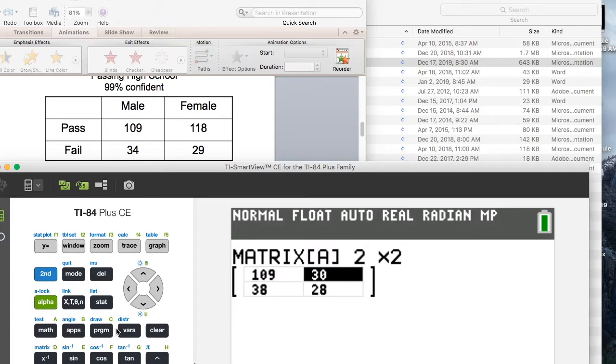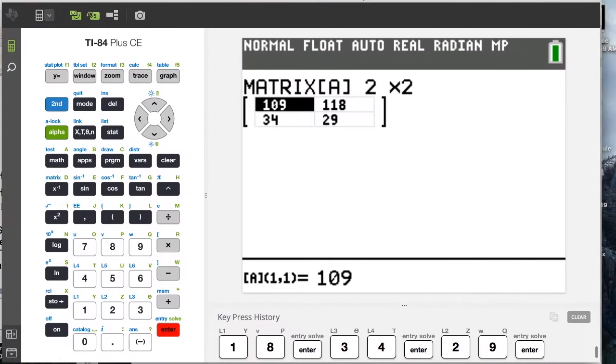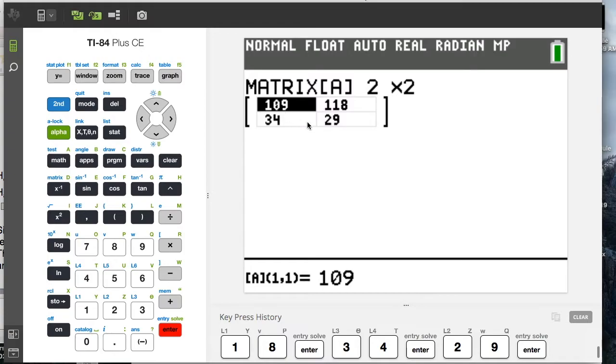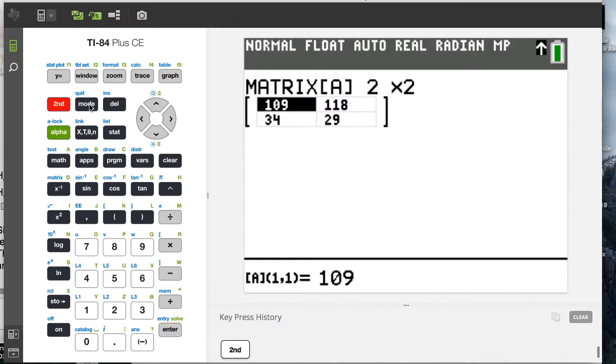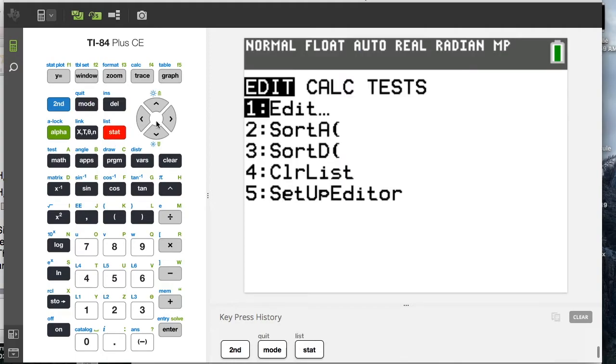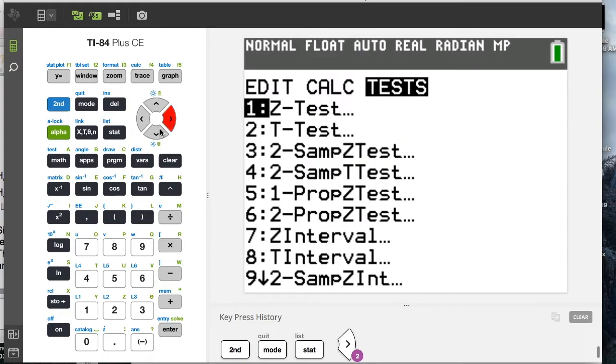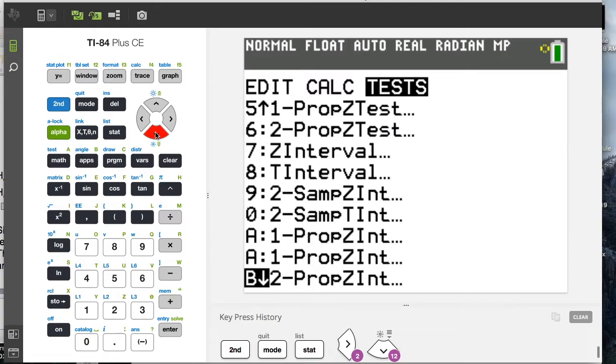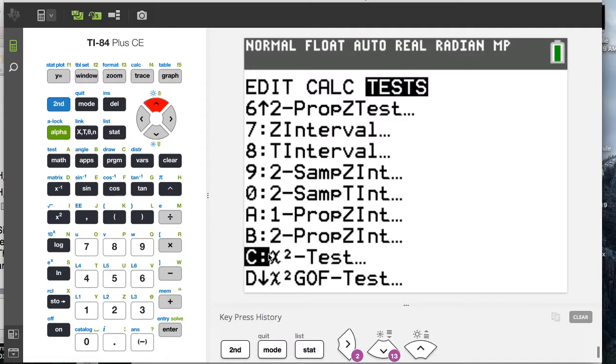109, 118, 34, and 29. Okay, so there is my matrix. Making sure they're all typed in correctly. Second, quit. Stat. Go over to tests. And I'm going down to my chi-square test. You'd have to go down pretty far. There's my chi-square test. And I know I also have one chi-square GOF. Don't worry about that one, I'm not concerned about that. I just need my x-squared test.